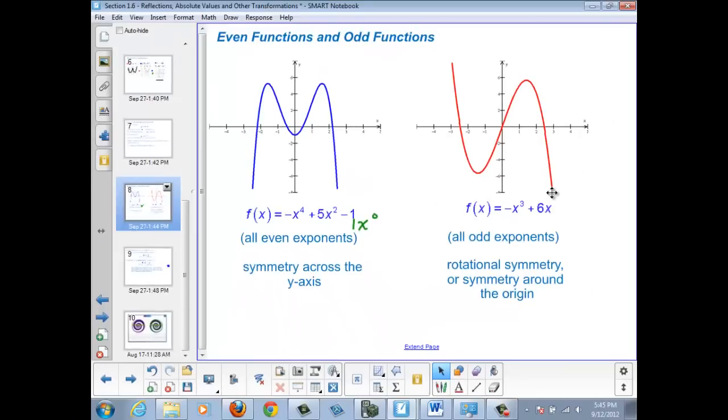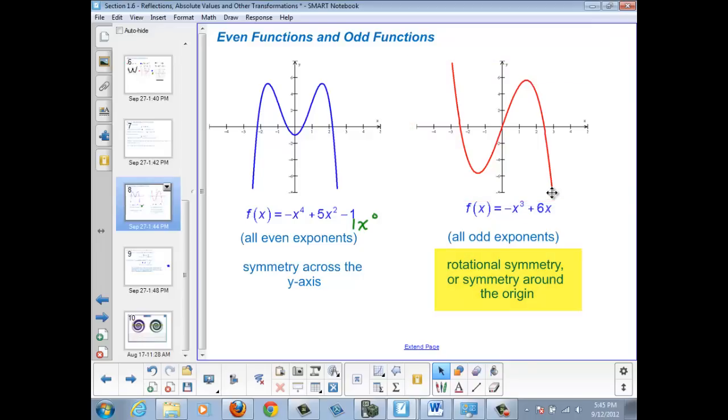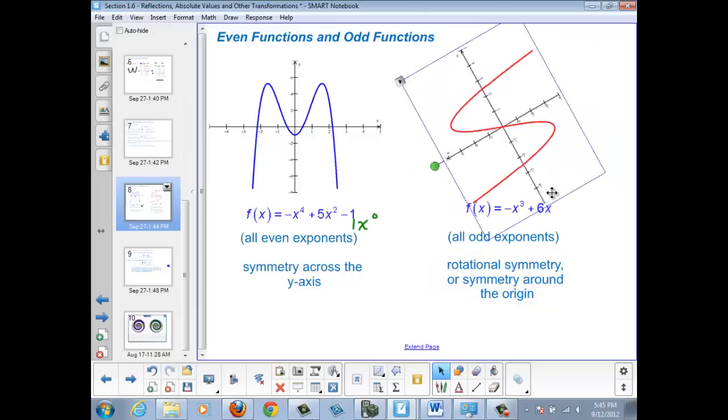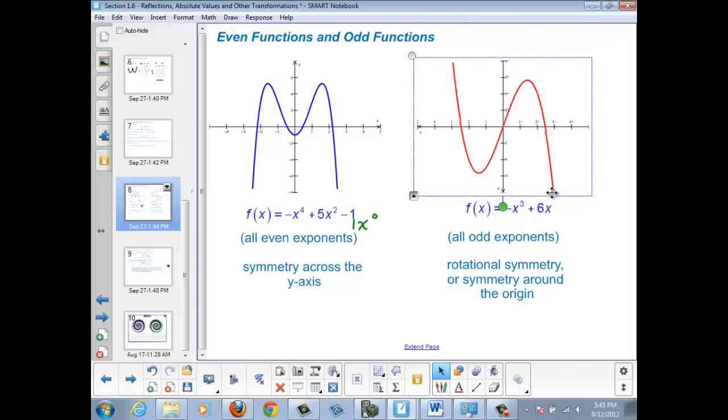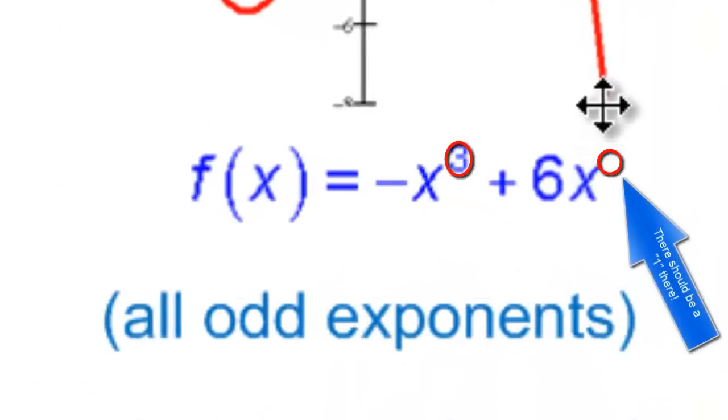For odd functions, the type of symmetry we see is rotational symmetry, or symmetry around the origin. So if I take my graph and I rotate it 180 degrees, you'd never know. Now, again, if we're dealing with a polynomial, if all my exponents are odd, I can identify the function as an odd function.